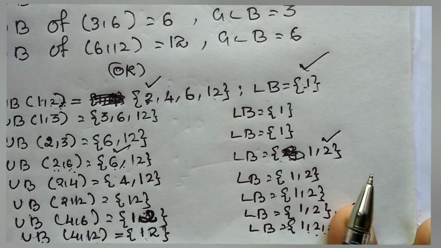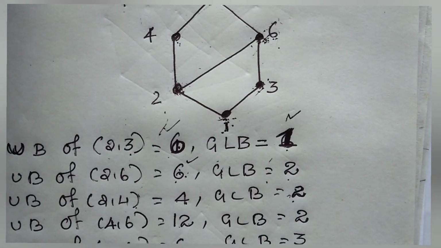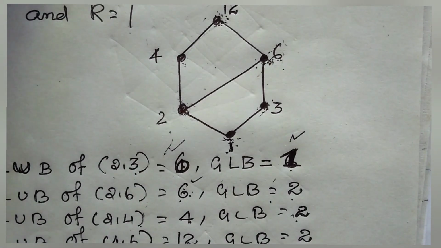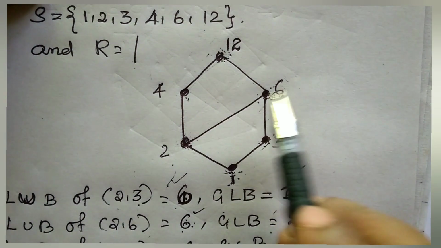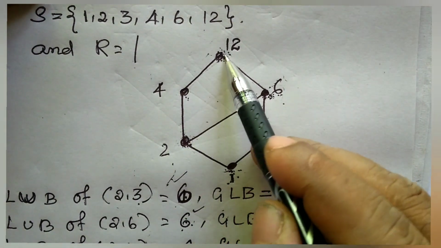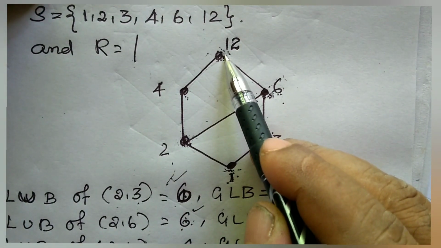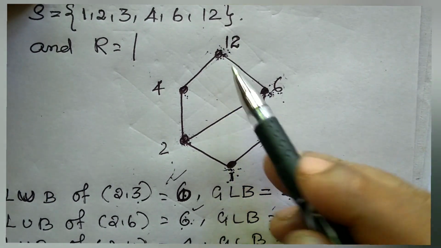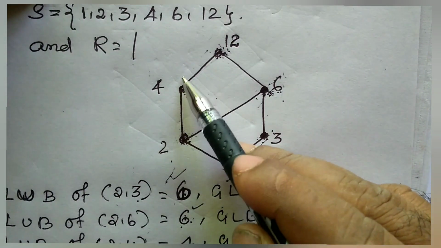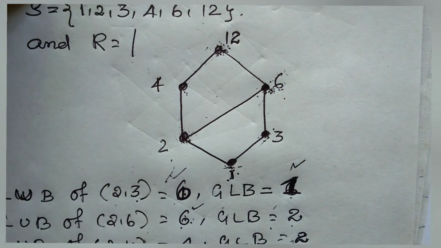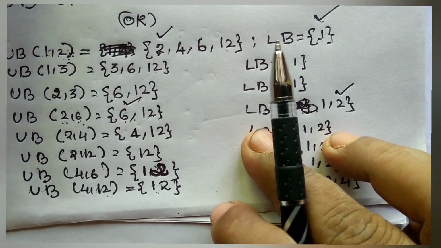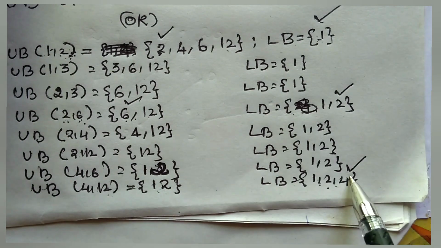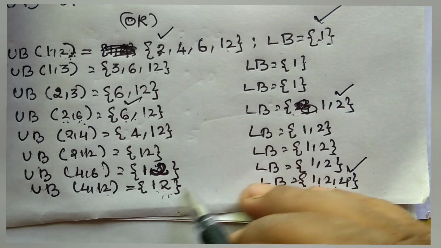Let us go to the first Hasse diagram. What is it for 4 and 12? In the Hasse diagram, for 4 and 12, the upper value, the LUB, is 12, and the GLB is 4. So that is what we get from the set here: this is 4 and here 12.